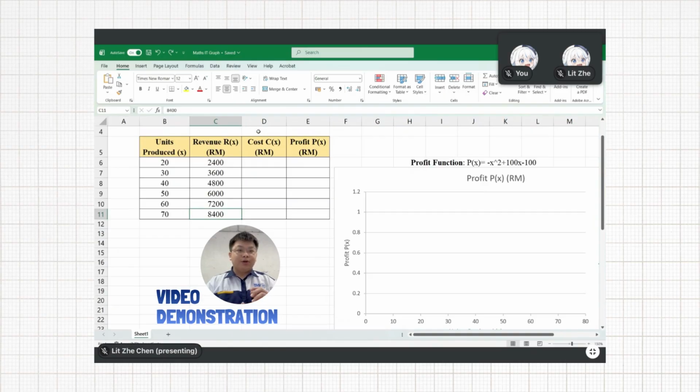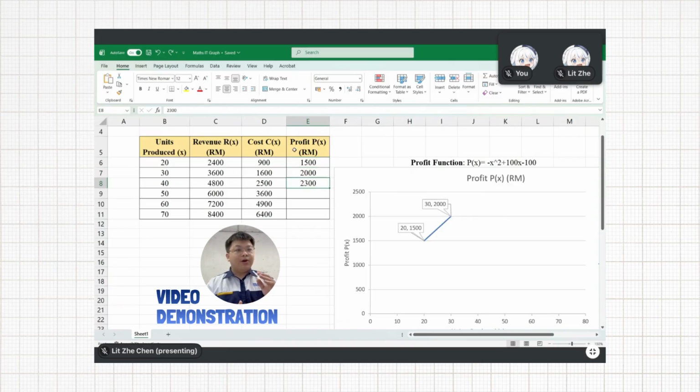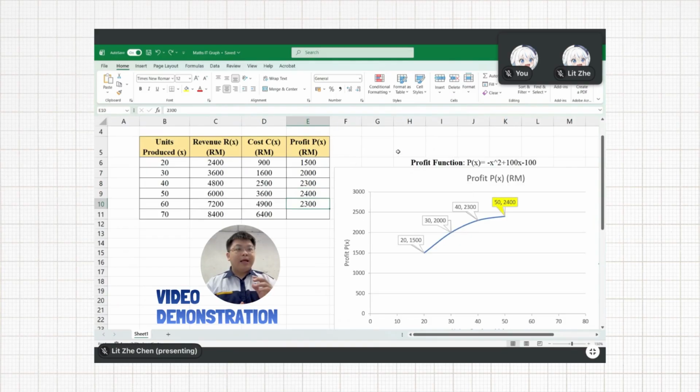Secondly, we move on to the cost column, in which we insert the cost formula and subsequently fill in according to the units produced. Lastly, the profit column, in which we use the profit formula and insert it respectively according to units produced. And according to the graph here, at the point it reaches maximum profit, it will be highlighted, and that indicates the profit maximization in the line graph.